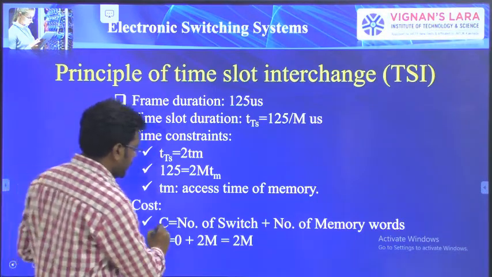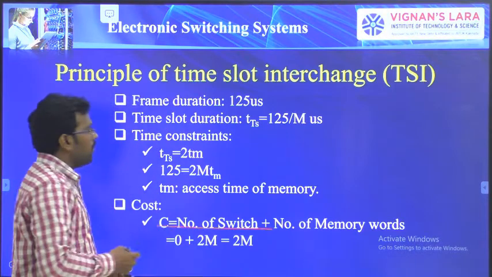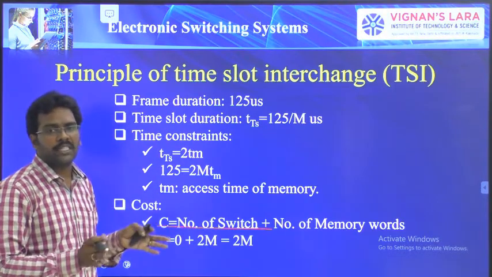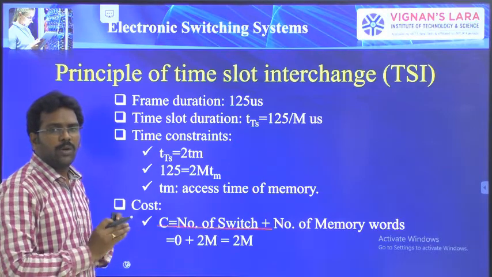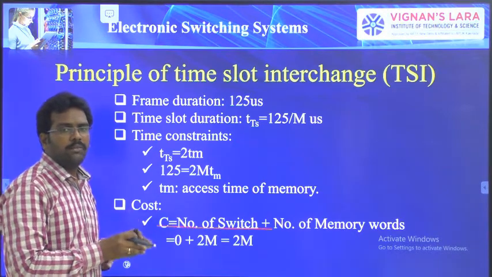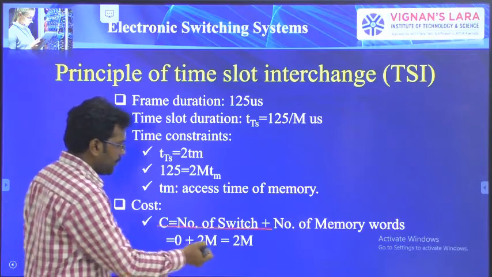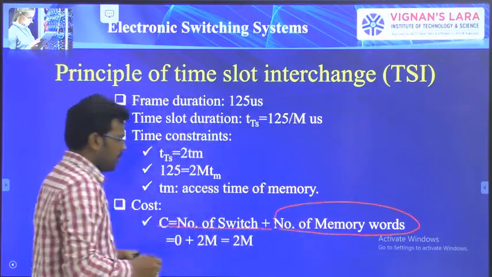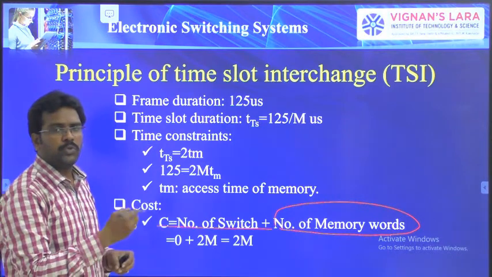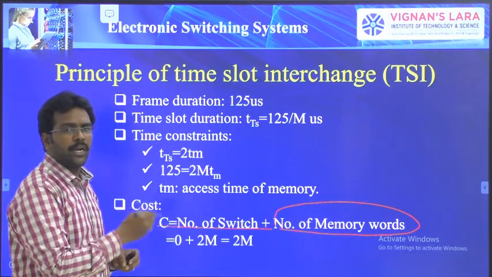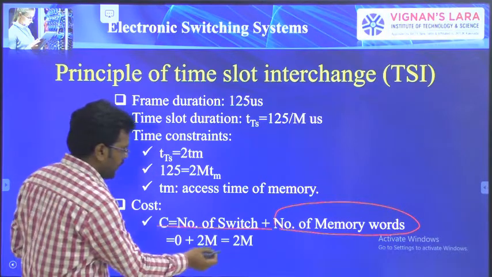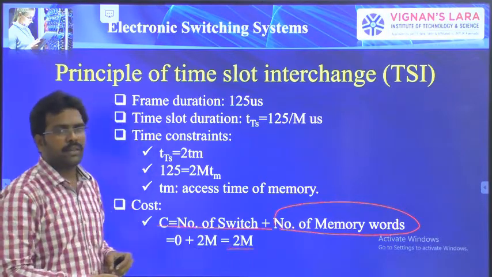One more point here is cost. What does cost mean here? Since it contains only the control memory, there are no switches here. Therefore, the cost of this system is equal to the number of memory words. How many memory words are there? Since it contains two memories, one data memory and one control memory, which contain M locations each, the total cost is 2M.